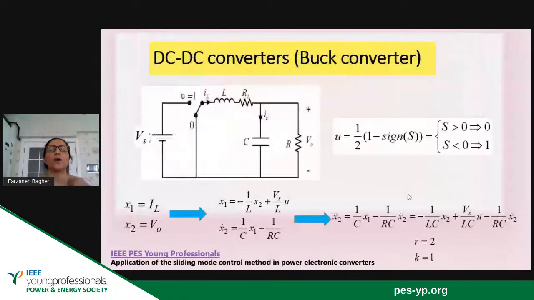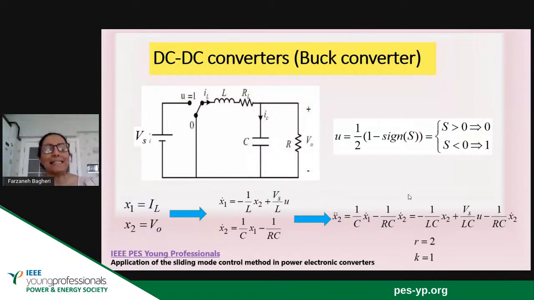I want to start from a very simple DC-DC converter for clarifying how to use the sliding mode control method, how it is going, how I go through the processes. It is a buck converter. You know that a buck converter is a converter that gets a DC voltage as the input and gives a DC voltage as the output. The output voltage is always less than the input voltage.